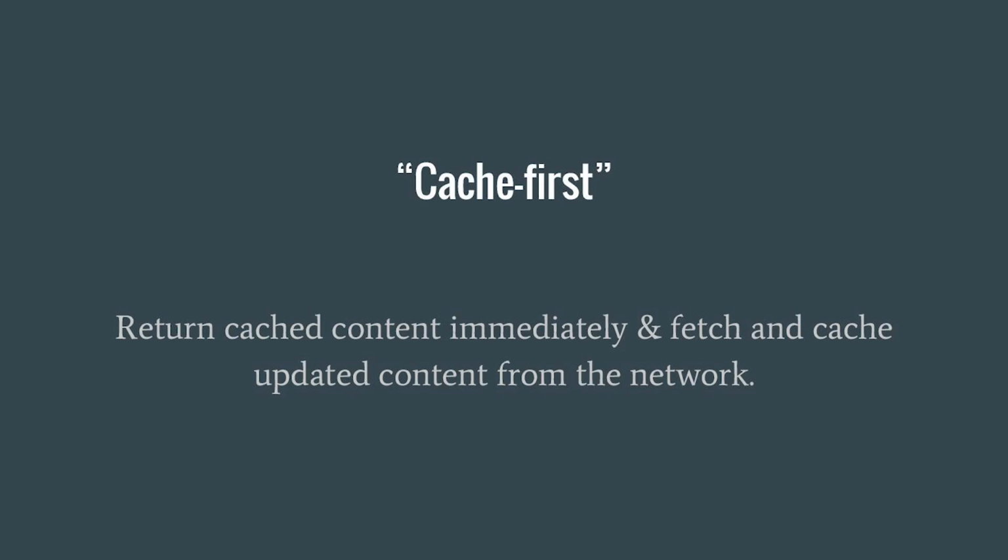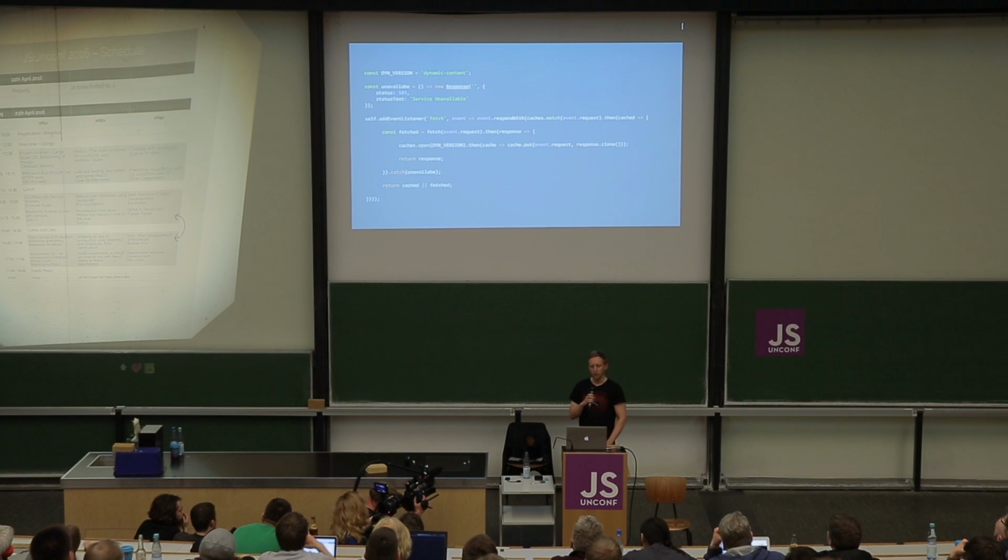The other approach would be to go cache first. So just look up in the cache and serve content really fast, but also do a request to look if there's a new version of this resource. The code is a little bit different. I have this unavailable function. I hope you can read this from behind, actually.